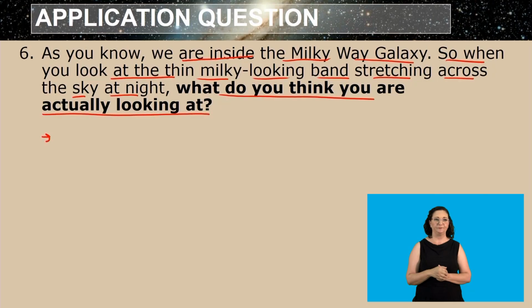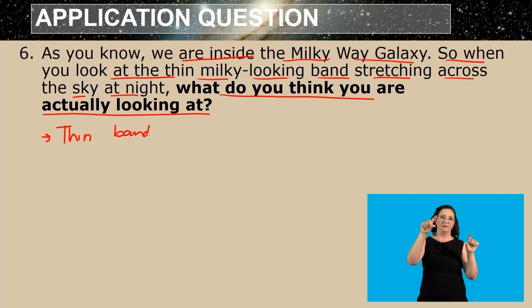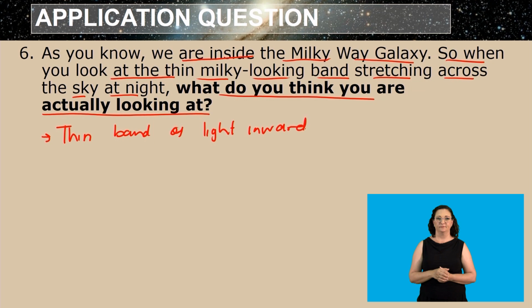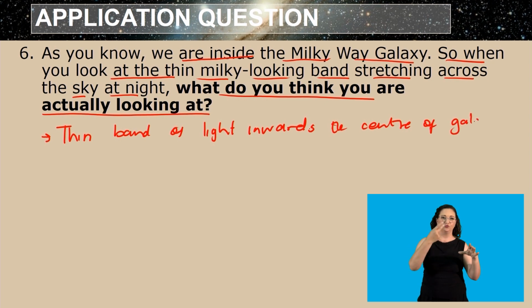Okay, so let's write that down and put it together. We are saying you are going to see a thin band of light inwards at the center of the galaxy. So this is what you are actually looking at. You are looking at the thin band of light that is inwards at the center of the galaxy.